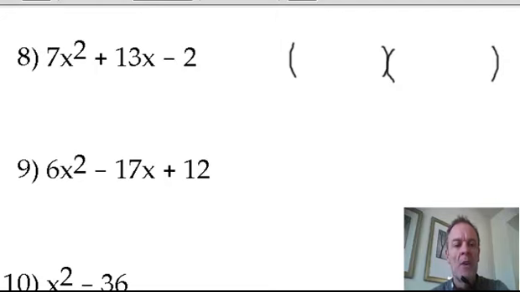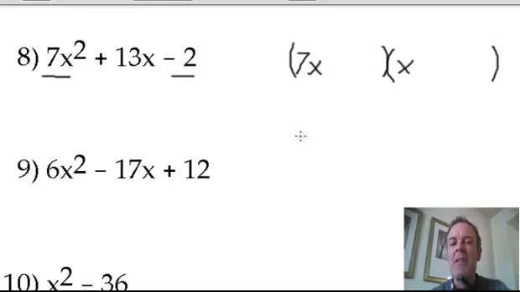So I look at this, and what I'm looking at is, how can I make 7x squared at the start? Now there's only one way because 7 is a prime number, and that's 7x and 1x. So think about that. If I was to FOIL that, I'd get 7x squared. Now look at the 2 at the end. How can I make 2 when I multiply?